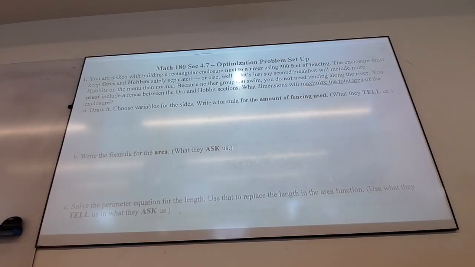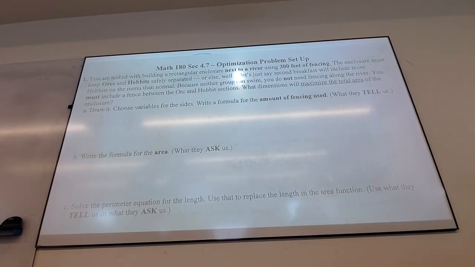Do you understand the point of this problem? I don't have to use fence along the river, correct? So, if I've got 300 feet of fencing, I want to use all of it, and I want to give my orcs and hobbits the most space to roam. But I don't want them to roam and go away, because they're mine.